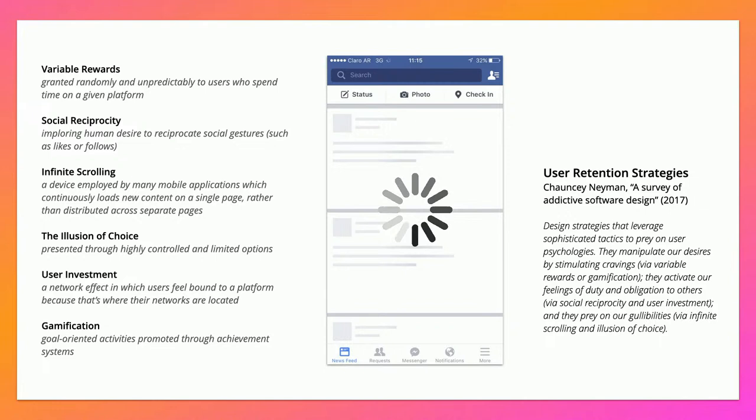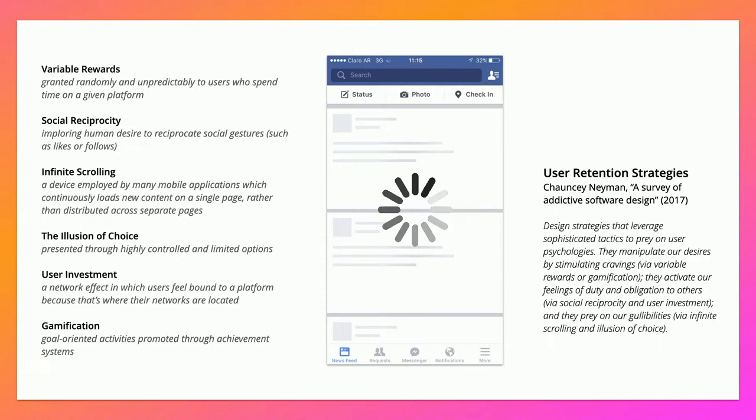This tendency is commonly referred to as perception without awareness, and the techniques utilize design strategies that leverage sophisticated tactics to prey upon user psychologies. They manipulate desires by stimulating cravings via variable rewards or gamification. They activate feelings of duty and obligation to others via social reciprocity and user investment, and they prey on gullibilities via infinite scrolling or the illusion of choice.